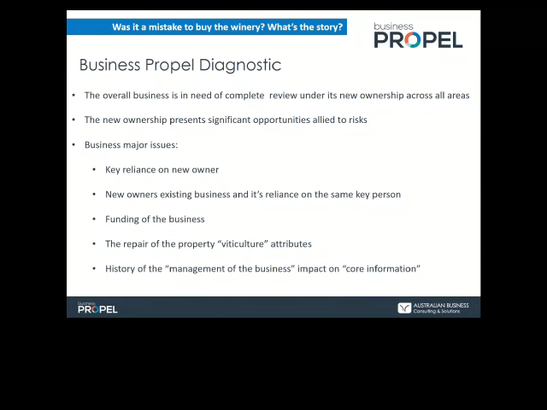The acquisition of the business brought about a further reliance on the new owners of another business. They already have an existing business, and these two businesses are now competing for time of the primary drivers. That competition also extends to the funding of the business, and the funding of the business perhaps has a secret weapon in that in acquiring the land and the winery, we acquired the wine stock.